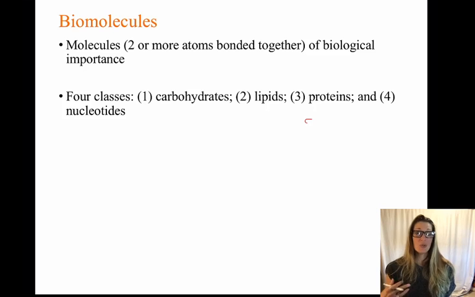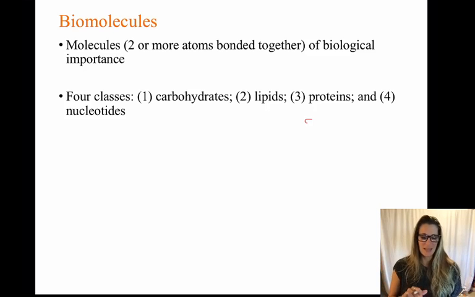Bio refers to biological. Of biological importance, molecules are two or more atoms bonded together. There are 4 classes. You're familiar with these. We're going to go through them.